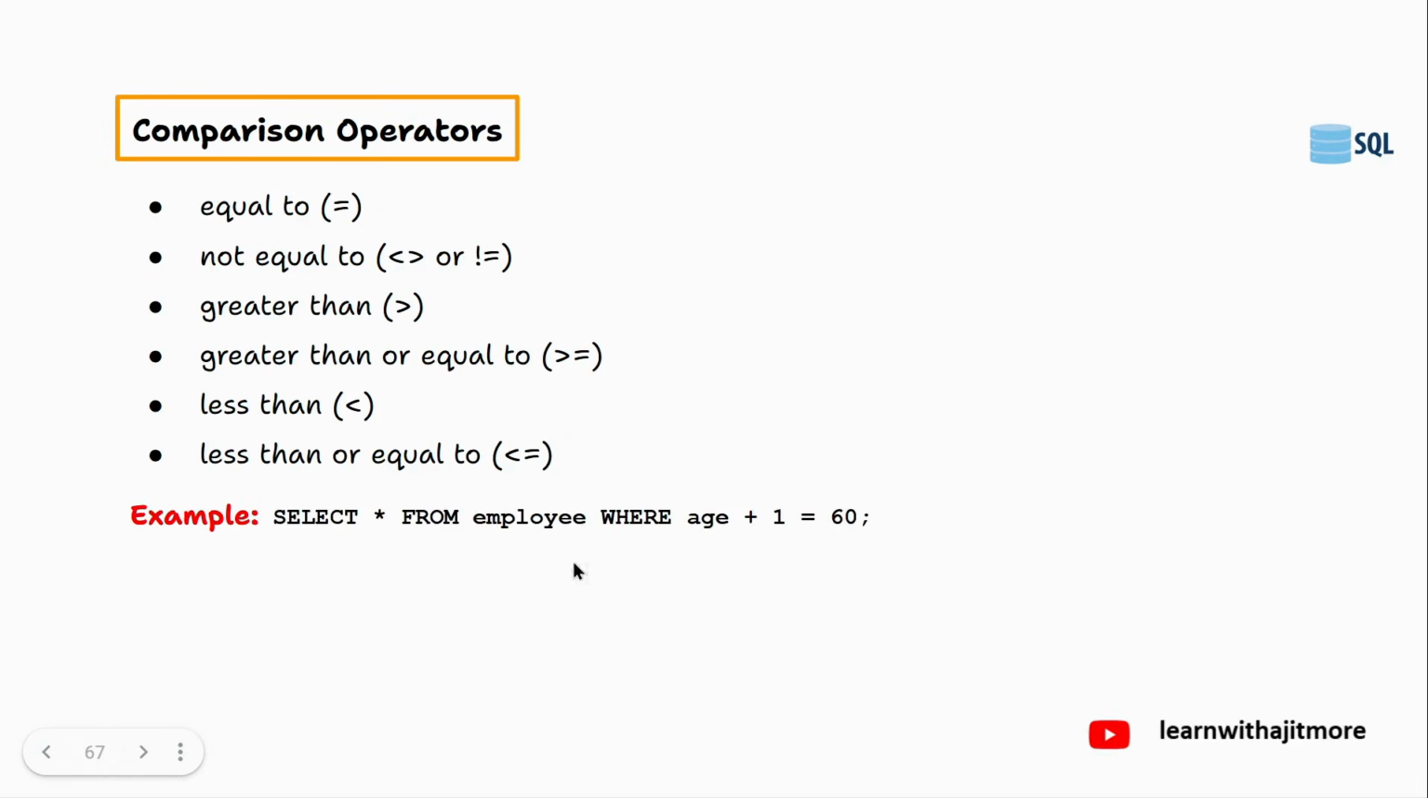Okay? Example देखो, ये equal operator मैंने where clause में use किया. So what it is checking in the where clause? Age plus 1 is equal to 60. Age plus 1 60 है क्या नहीं, ये compare कर रहा है.